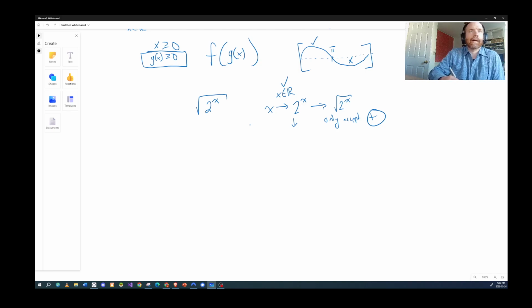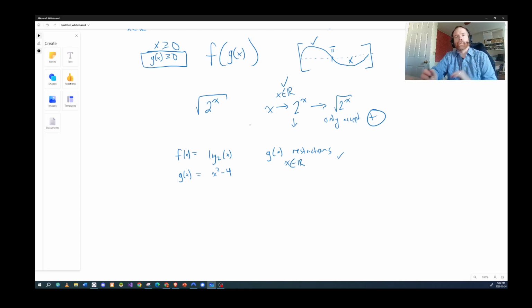Let me do one more example that I think is about as difficult as I would ask. Okay, so I'm going to set the outside function to log, let's say log 2x, and I'm going to set the inside function to x squared take away 4. Okay? Now, go through your checklist. Number 1, g of x restrictions. Well, g of x is a polynomial, and we know that every polynomial, without exception, has a domain of all real numbers. So there are no restrictions so far.